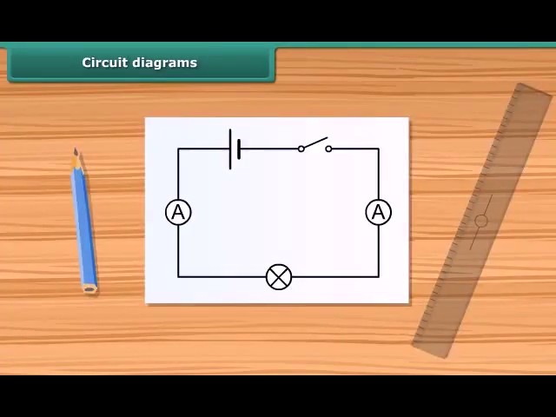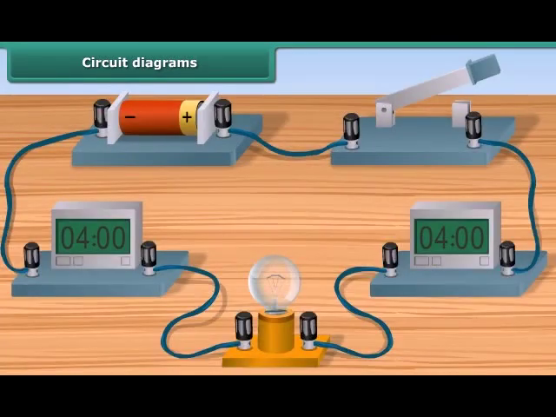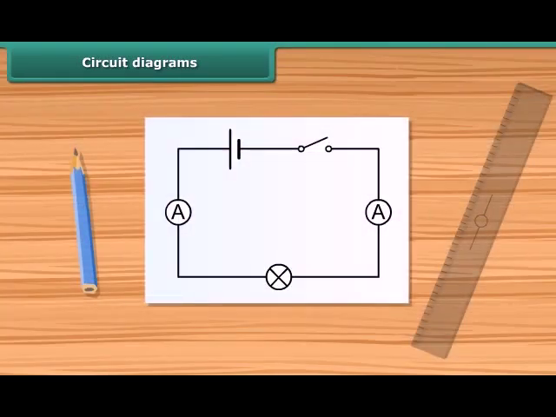Circuit diagram. Circuit diagram is a simplified representation of an electrical circuit. It is a drawing of the arrangement using standardized symbols. It shows how electronic components are connected together.